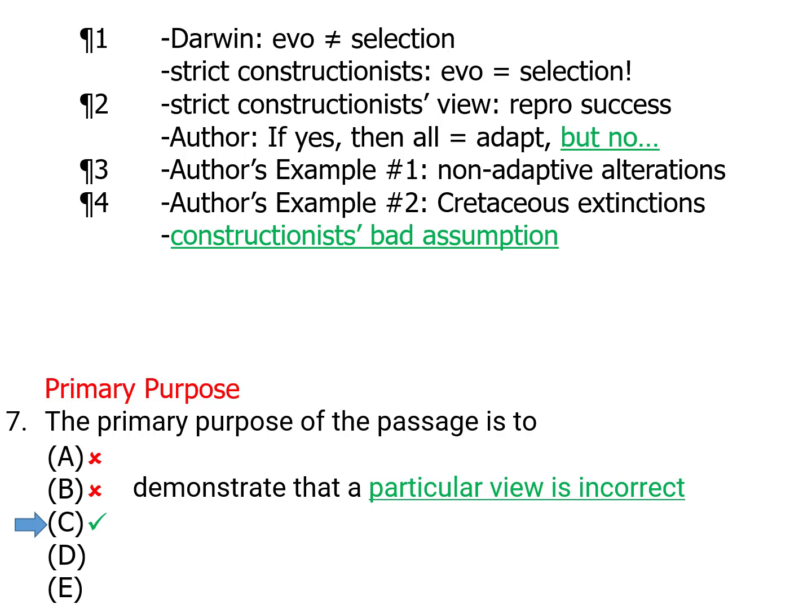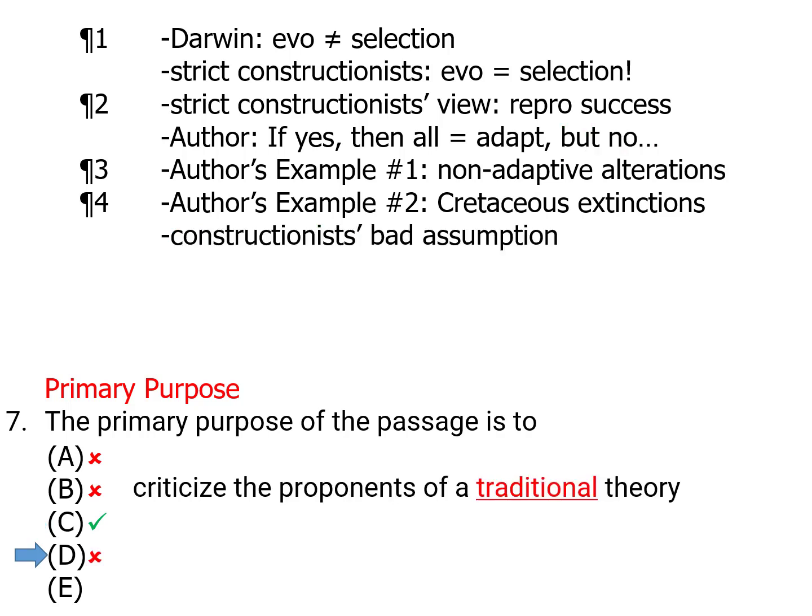What's wrong with D and E? D says criticize the proponents of a traditional theory. Our author is criticizing the proponents of a theory, but not the traditional theory. That'd be Darwin. The author is criticizing the proponents of a new theory, or an extreme version of an old theory.